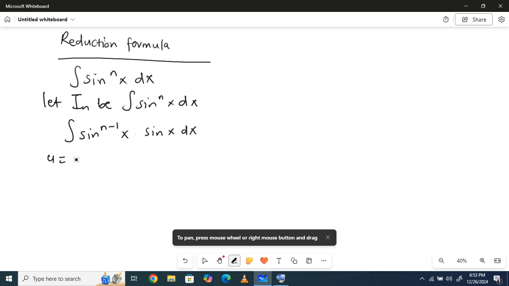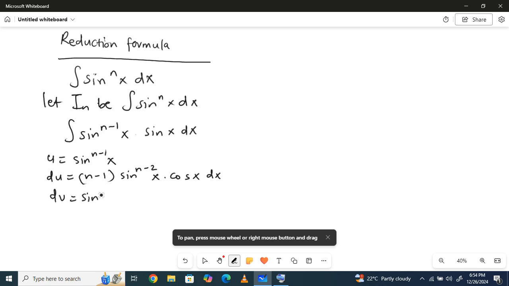By integration by parts, our u will be sine power n minus 1 x. When we differentiate, we are going to differentiate using the chain rule. We will have n minus 1 sine n minus 2 of x times cos x dx. Our dv is going to be sine x dx.